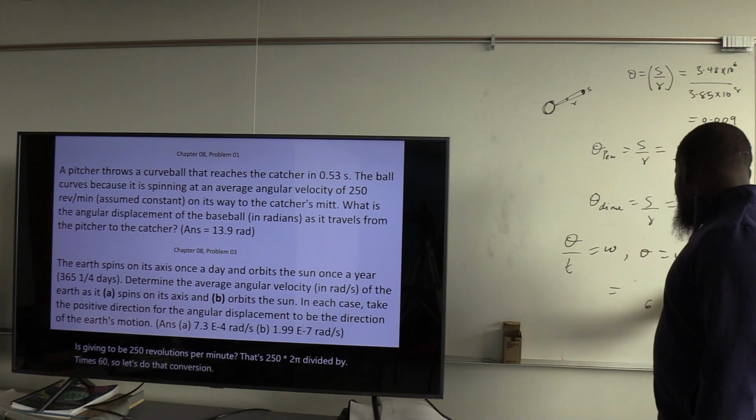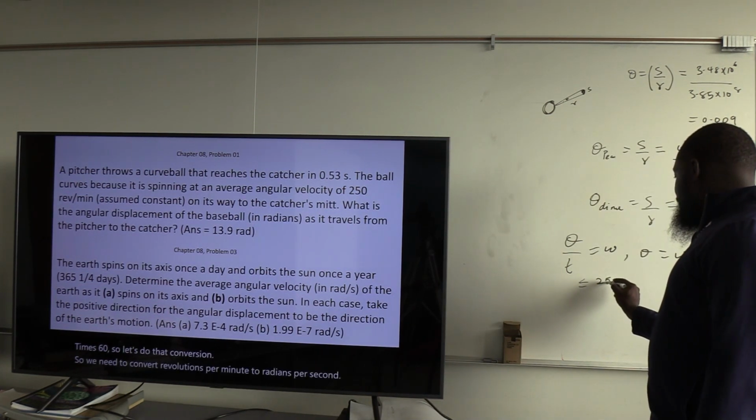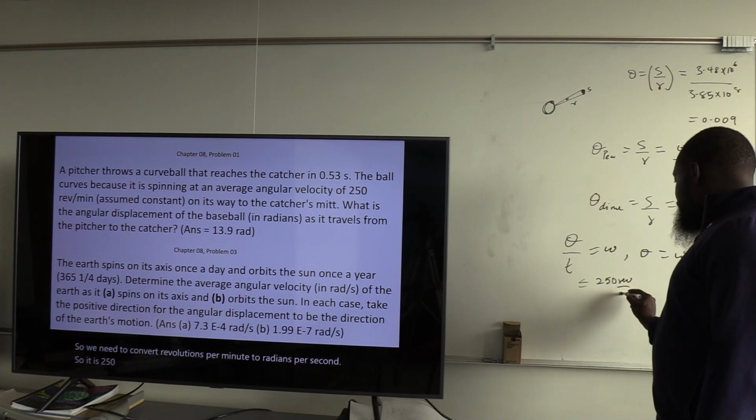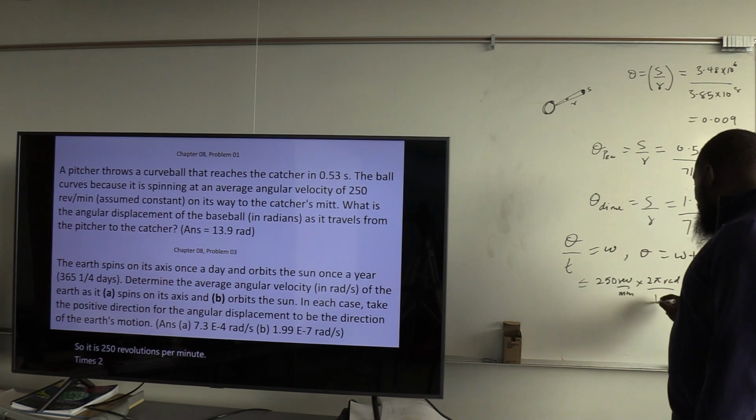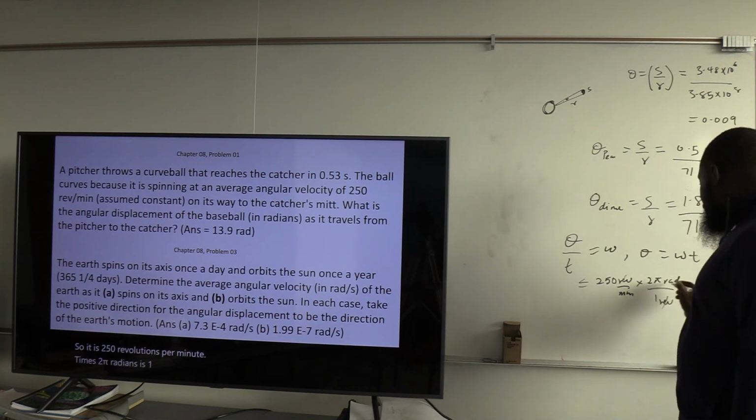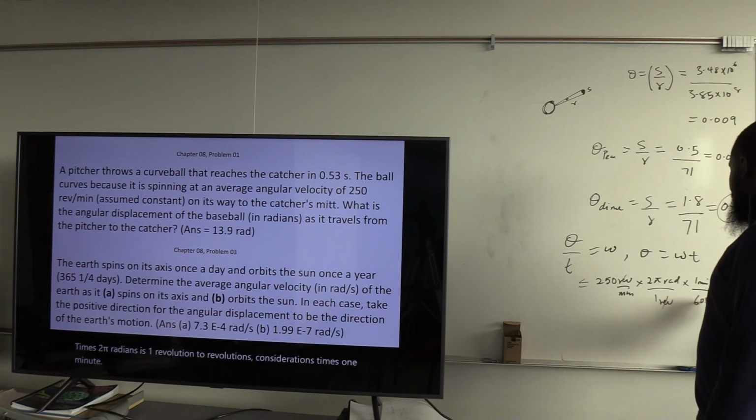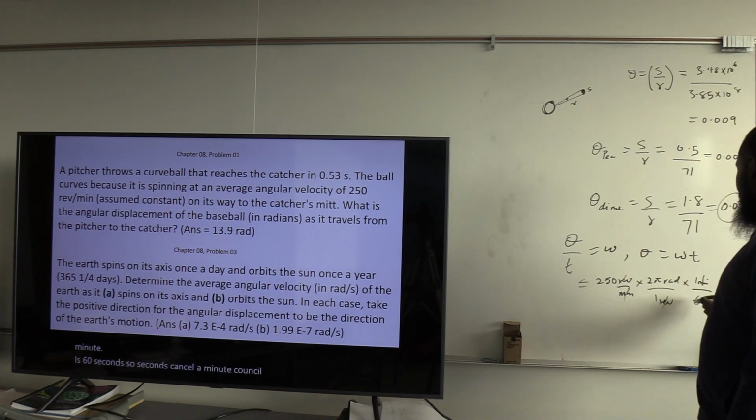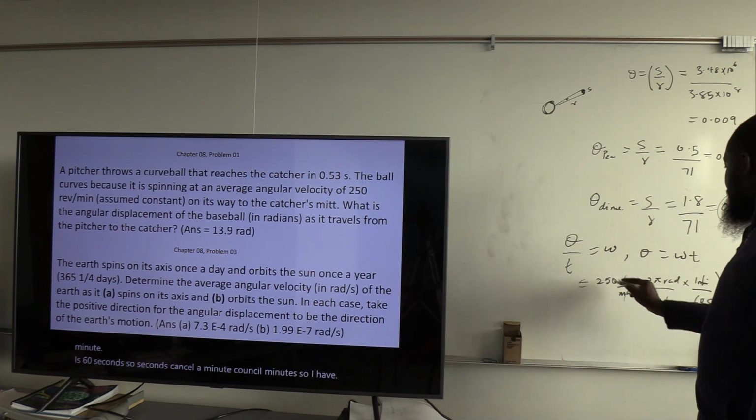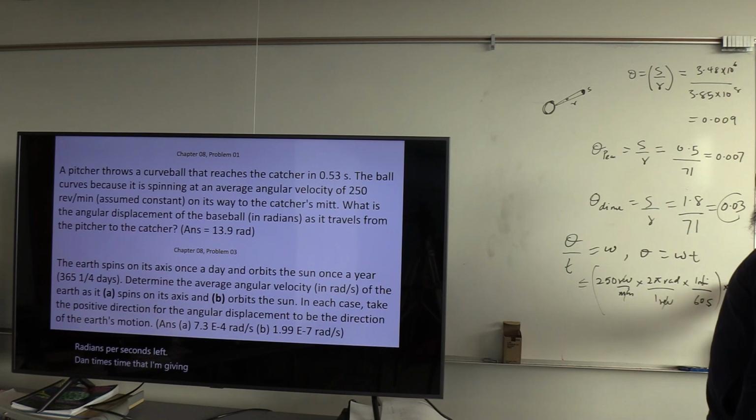So we need to convert revolutions per minute to radians per second. So it is 250 revolutions per minute times 2 pi radians is 1 revolution, so revolutions cancel revolutions, times 1 minute is 60 seconds. So seconds cancel, minute cancels minute. So I have radians per second left. Then times time, the time given is 0.53.